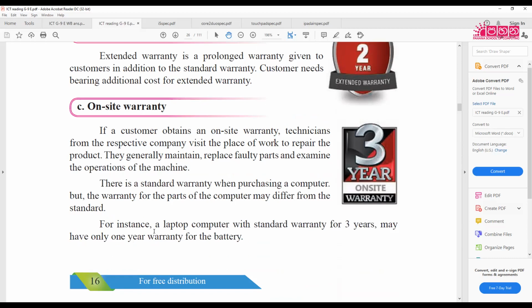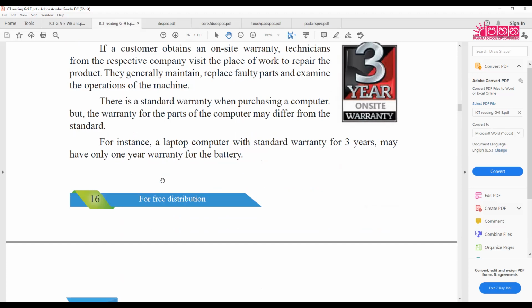right? On-site means if something goes wrong, they will come to your place. Especially if you are in an institute and you want to make sure that everything is working smoothly, you have to get a person who is capable of doing it. So they should come to your place. We call it on-site warranty.